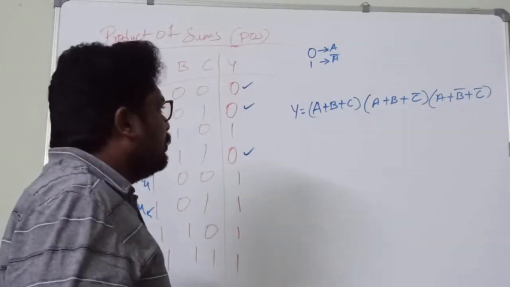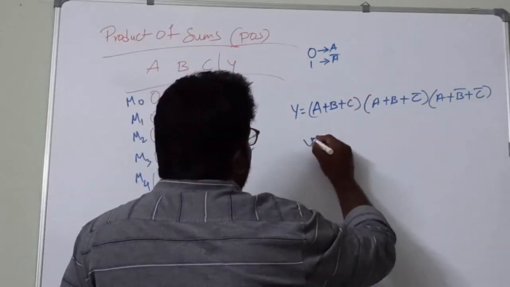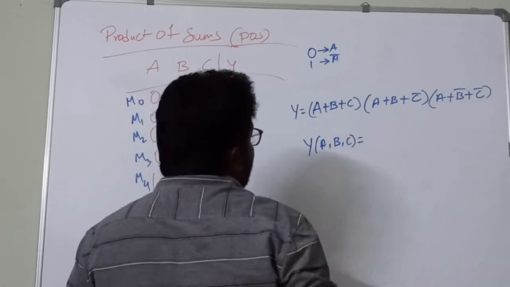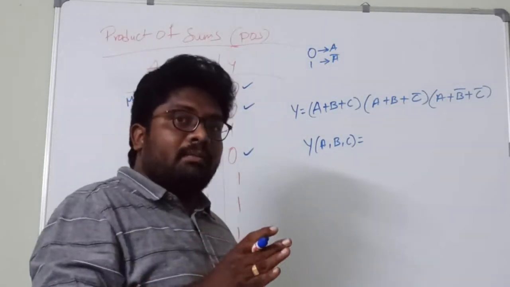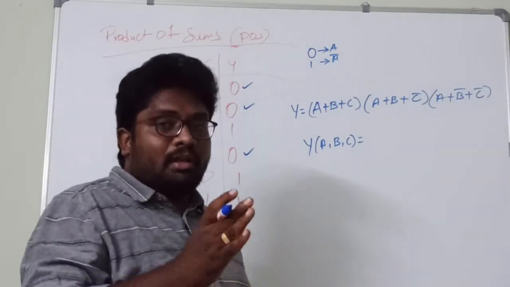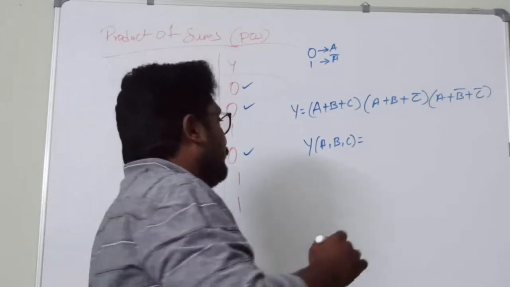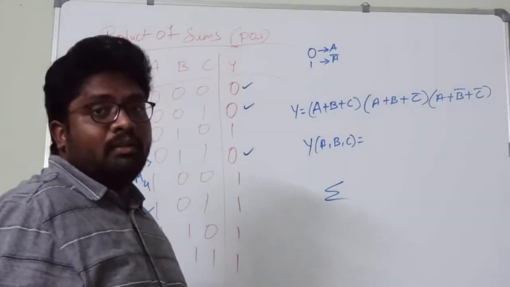So without giving the truth table, they can directly give the expression as y of A, B, C is equal to. In SOP form, we represent it as the sum of products, right? So sum means we have used the summation symbol, that is, we have used this symbol to represent the SOP.